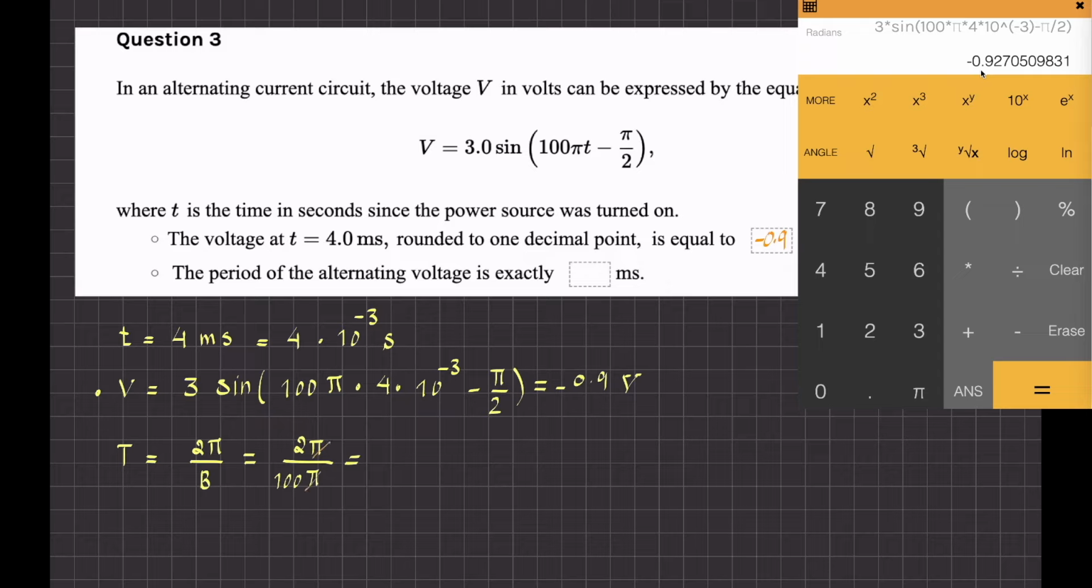2 over 100 is simply 1 over 50, but this is in seconds. I want to express it in milliseconds, so I multiply it by 1000, so it becomes 1000 over 50. Oh, sorry, this is in seconds. This becomes now in milliseconds. So this becomes just 20 milliseconds. And then milliseconds is already typed here, so what you need to do is just to type 20 there. Okay. So now we go to the next question.